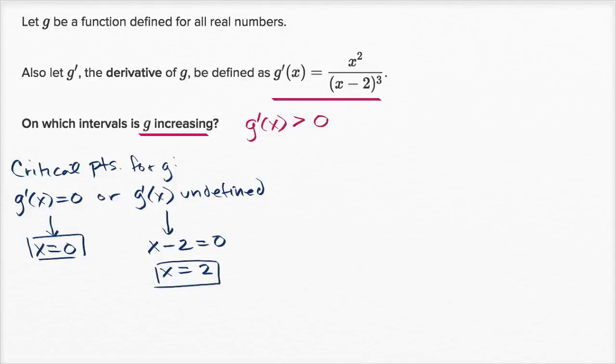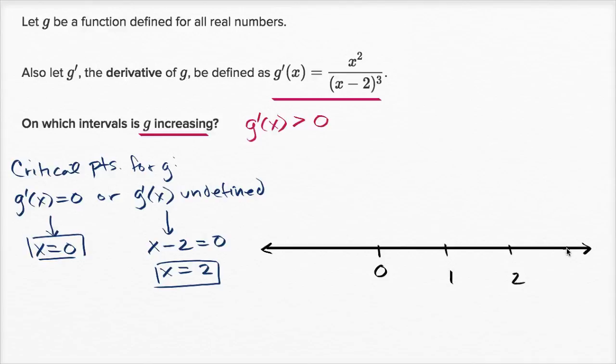And what I'm going to do is graph them. Let's put them on a number line, and let's think about what g prime is doing in the intervals between the critical points. So let's start at 0, 1, 2, 3, and then let's go to -1. And we have a critical point at x equals 0, right over there. And we have a critical point at x equals 2, right over there. And so let's think about what g prime is doing on either side of the critical values.